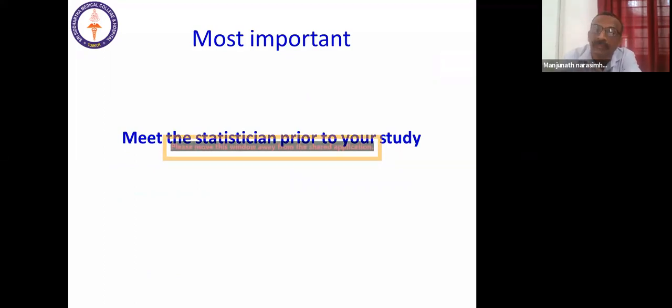Most important thing I already told you. Do not go to the statistician in the end for statistically significant results. Okay, so always go to the statistician or community medicine at the earlier phase only and see what the study design is, what statistical sample size you want to use, what the sampling method is. So all this has to be decided before only, then only you can get better results out of it. So always see that you meet the statistician prior to your study.